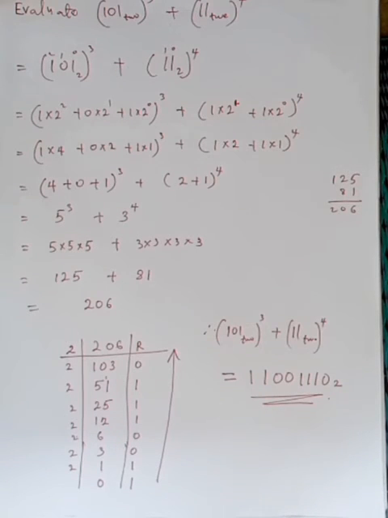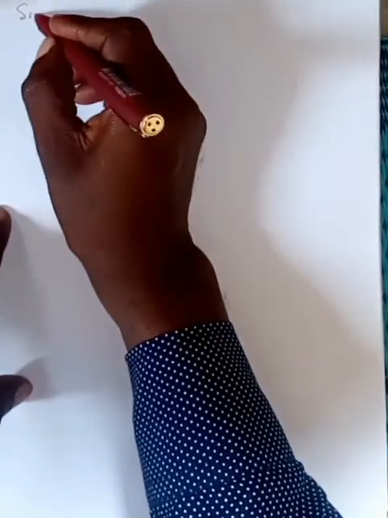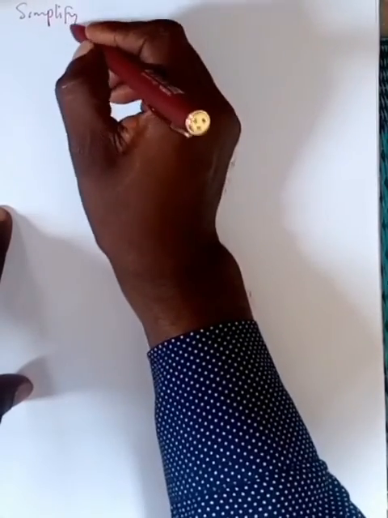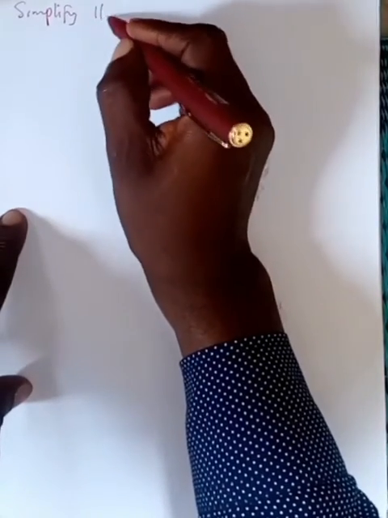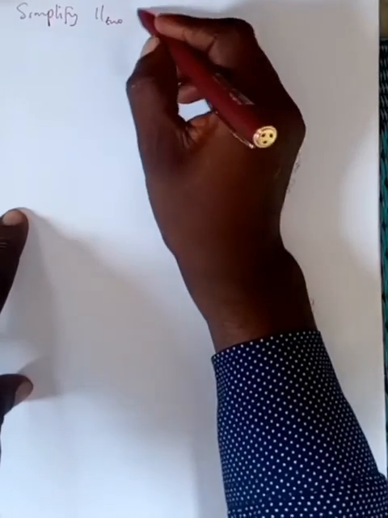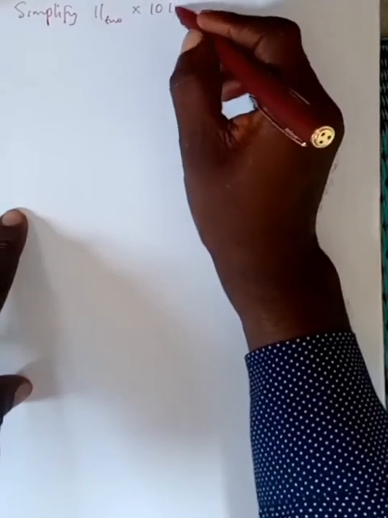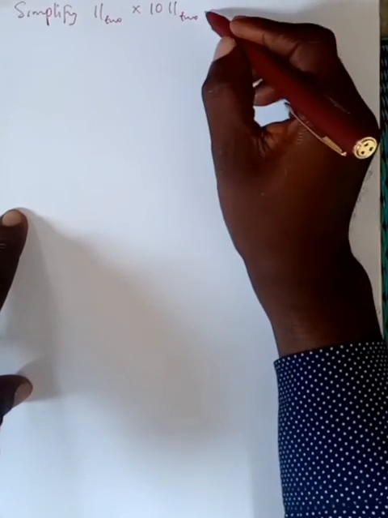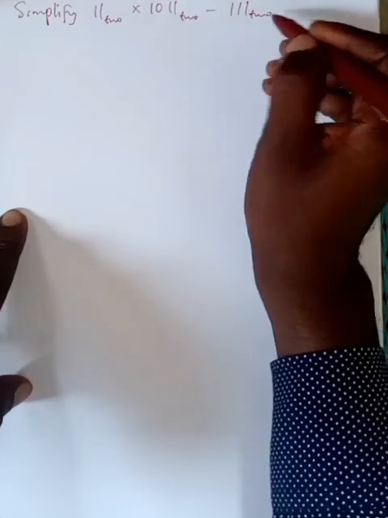Now I think with this level, with what we have done so far, a good student shouldn't have any form of challenge or problem. But we are going to take one more question that's going to be the last question in this course, and the question is this. Simplify 11 base 2 multiplied by 1011 base 2 minus 111 base 2.